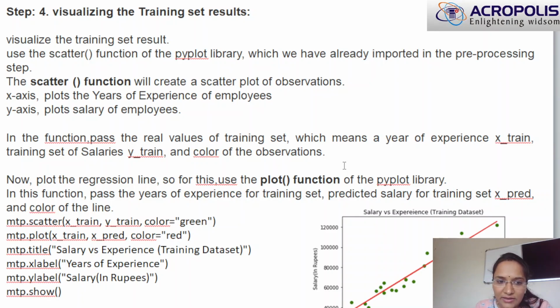Secondly, we have plotted the line in red color. In that, the arguments we are taking are x_train and y_pred. Then the title is used as salary versus experience. Then on the x-axis, the title we are using, with the help of xlabel, is years of experience, and on the y-axis we are taking ylabel as salary in rupees. With the help of mtp.show, we will show the result.